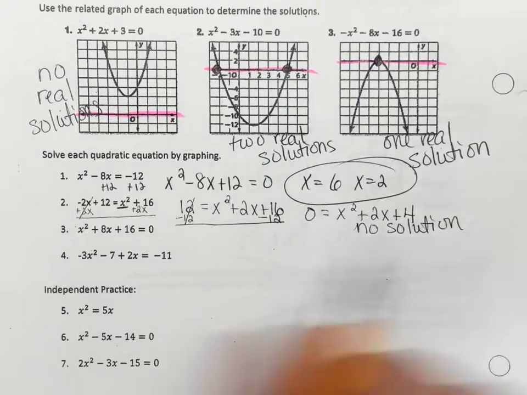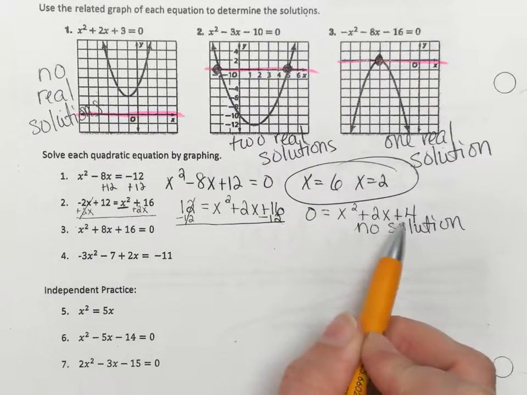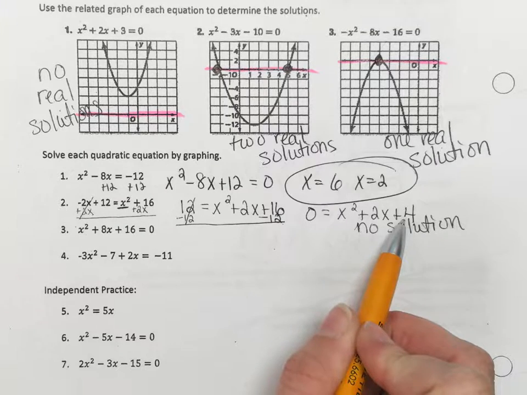Oh, I put a minus 12. Why isn't the minus 12 over there? Because 16 minus 12 is 4. It's not a 0.